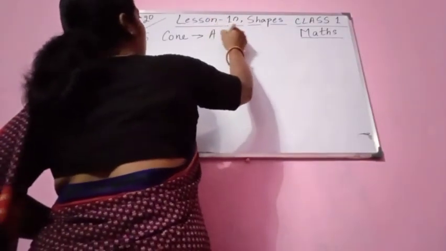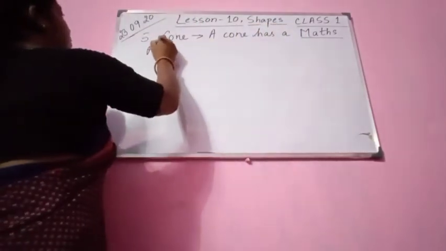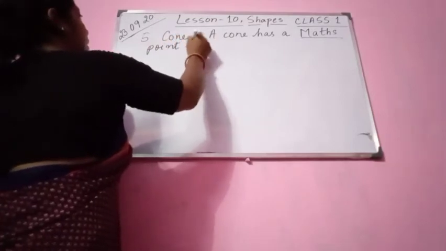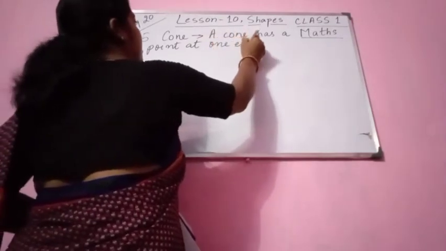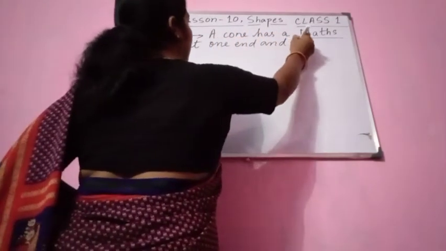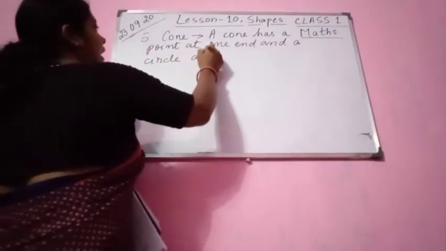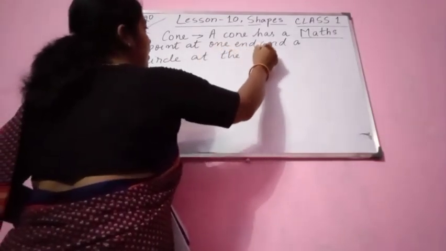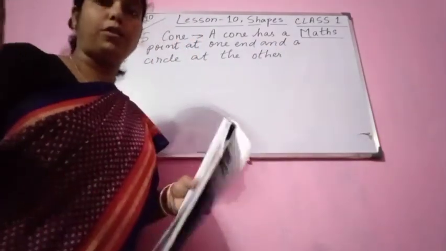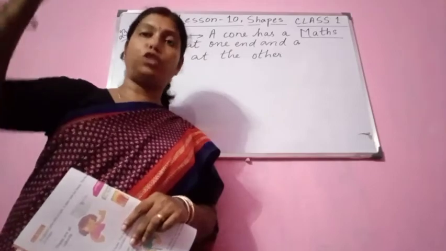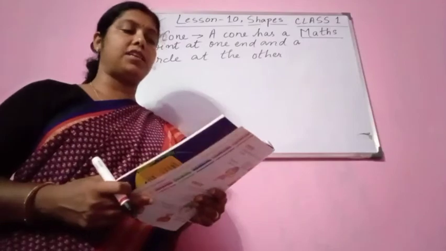Write down a cone has a point at one end, and a circle at the other, isn't it? The circle portion you put it in your head, like in the example of birthday caps. If you put the birthday cap on your head, the circular portion you are going to put in your head, isn't it? Okay, so it has a point at one end and a circle at the other.